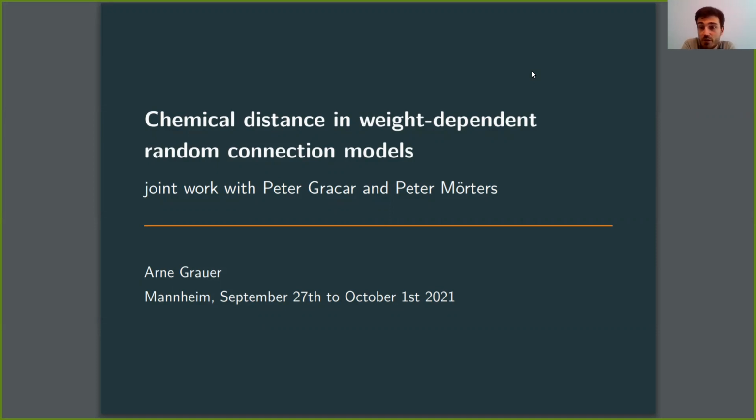My name is Arne Grauer, and I will present joint work with Peter Gratzer and Peter Mertes. I will talk about the chemical distance in geometric random graphs, which have long edges and scale-free degree distribution, and as a framework we will use the weight-dependent random connection models.